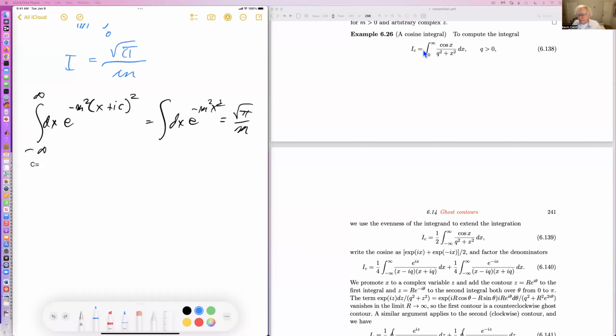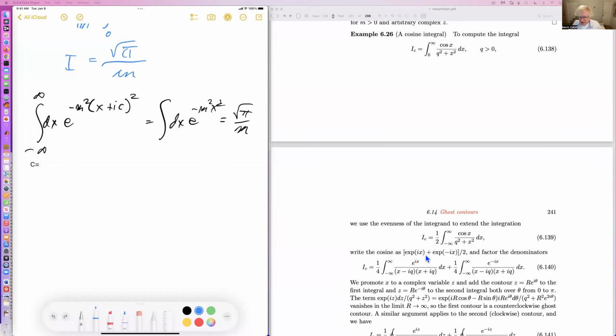So another example of ghost contours, suppose you want to do this integral, cosine of x over q squared plus x squared dx from 0 to infinity, positive q, say. Well, if you let x go to minus x, the integrand doesn't change, so we can just divide by 2, and then we have an integral along the whole real axis.